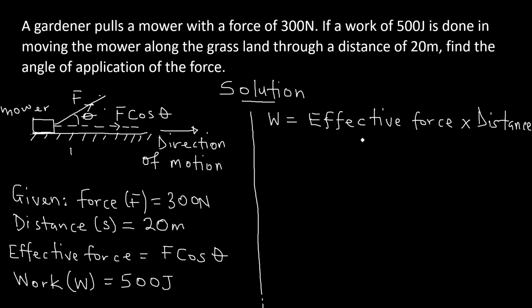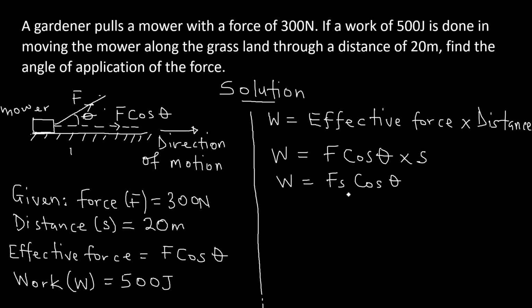So let's move on to the next step. Let's write out what the effective force is. And you know the distance is S. So W is equal to effective force, which is F cos theta, times the distance, which is S. You know the distance is S, which is 20 meters. So if we rearrange this, just for simplicity, we have F S cos theta, which is the same thing. I'm just rewriting it so that it looks nice to the eye.